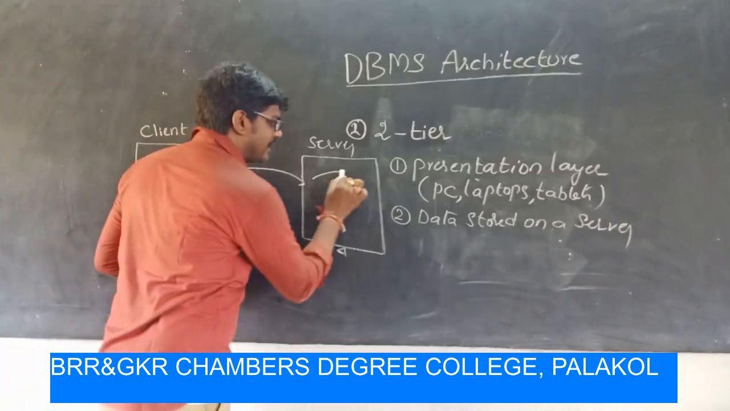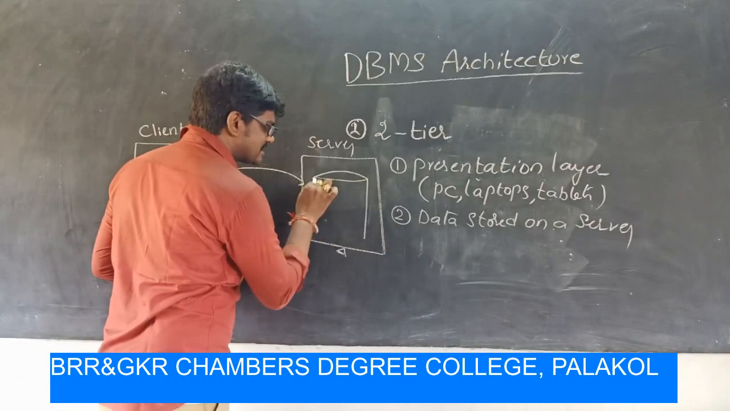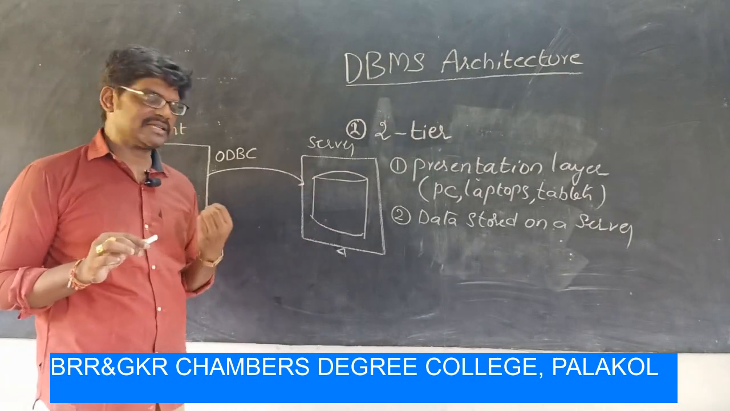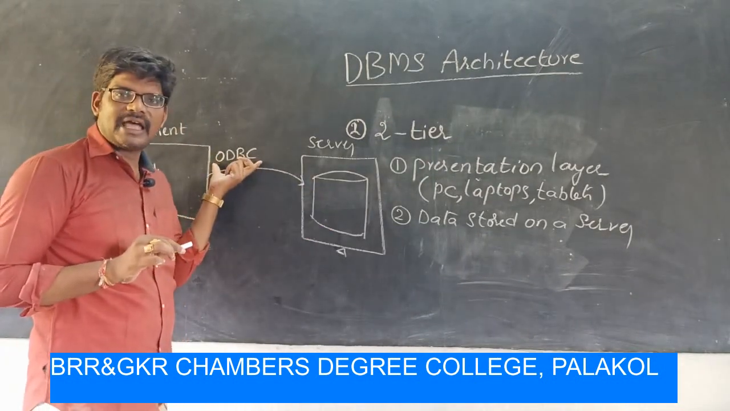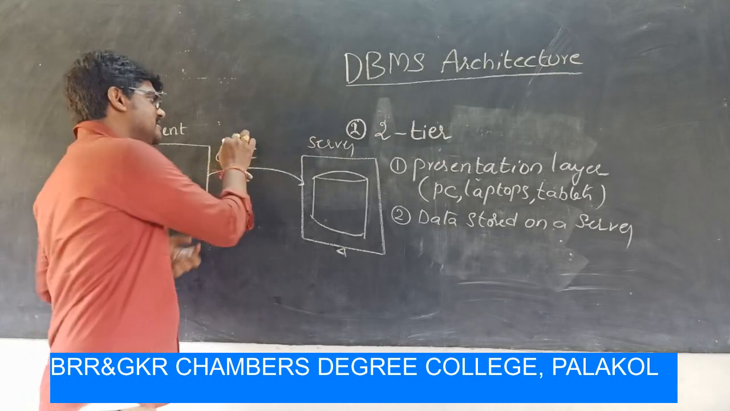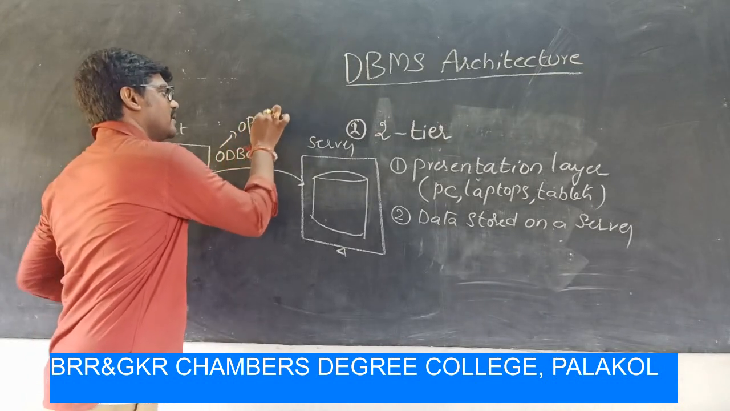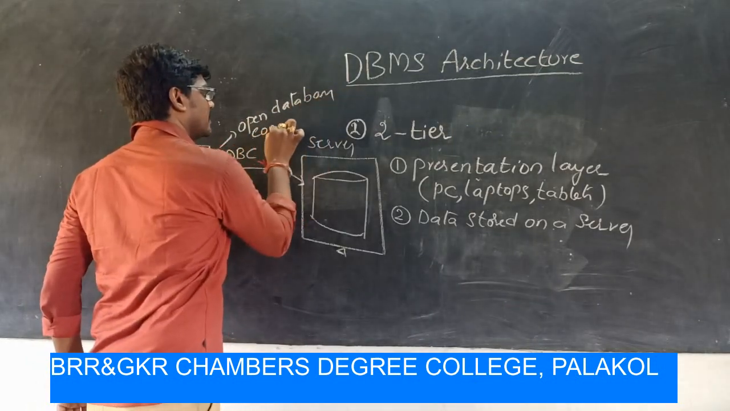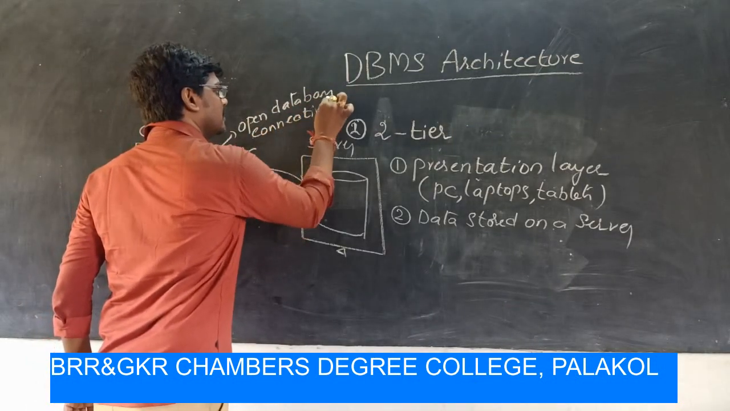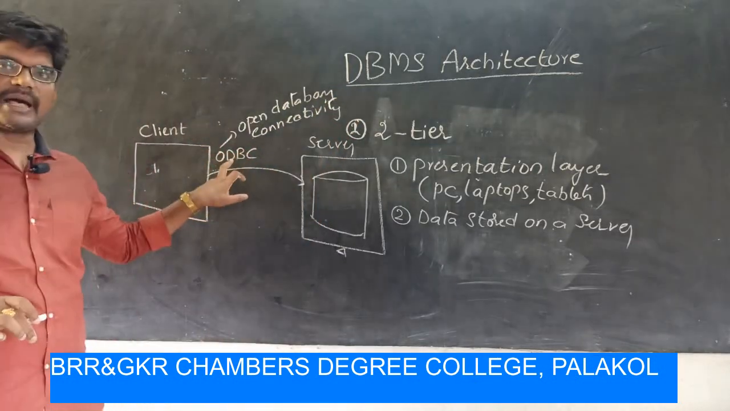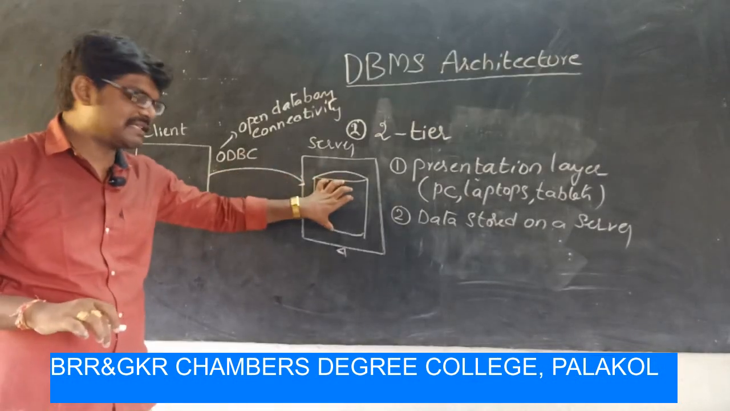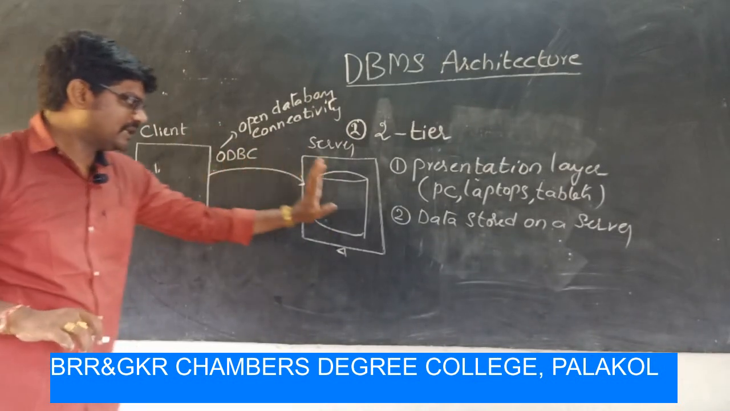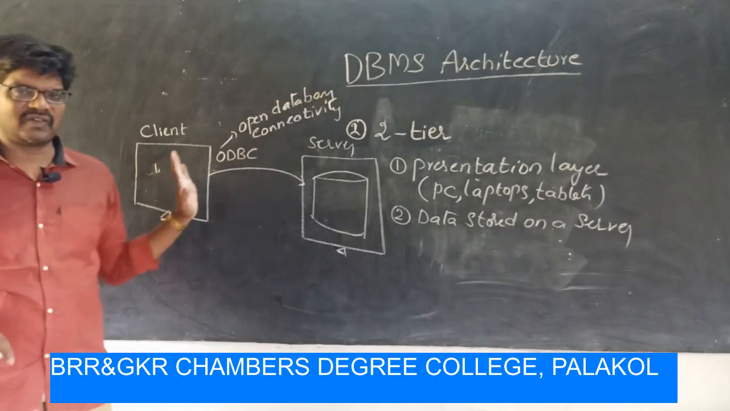So the database is located in the server. So how can I access this database? With the help of the ODBC application interface. What is ODBC? Open Database Connectivity. With the help of this application interface, we can access this data to present on the client side. So this type of architecture is called the client-server architecture.